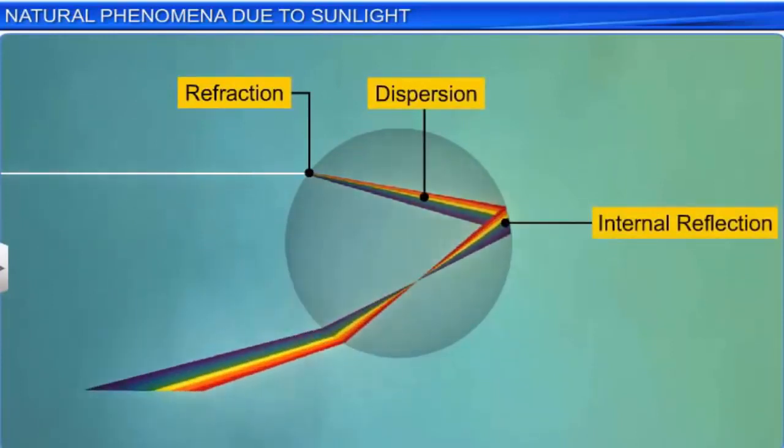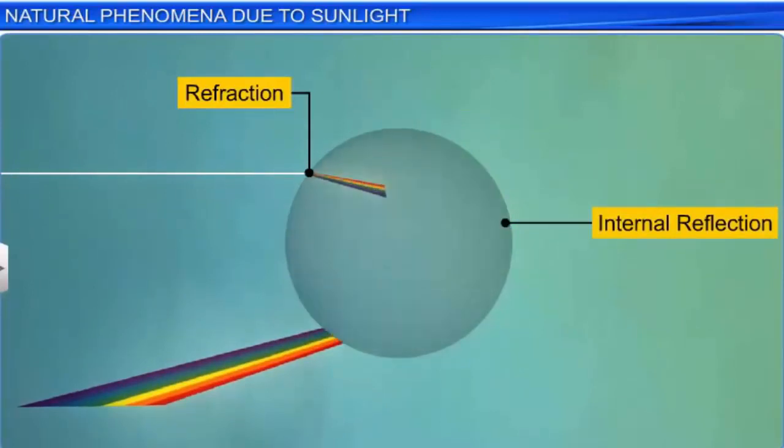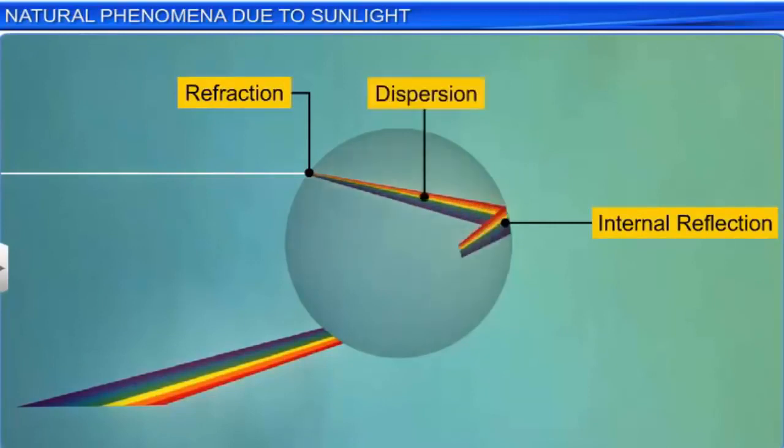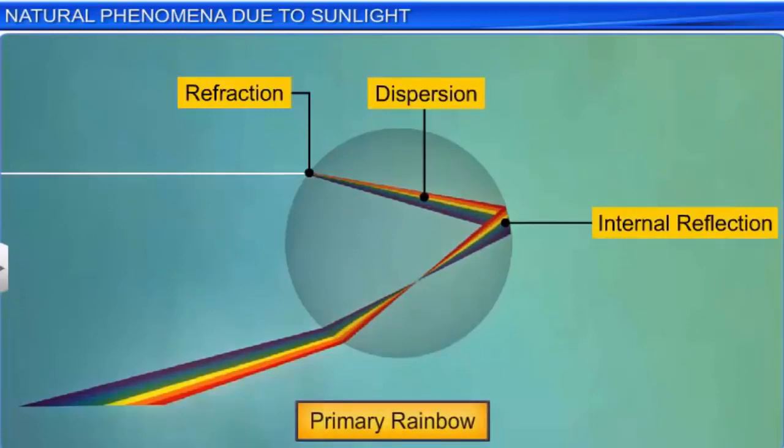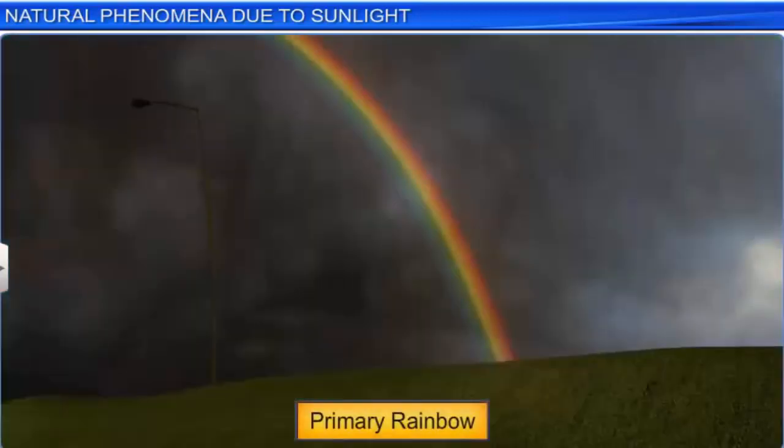If the sunlight undergoes one internal reflection in the raindrops before emerging out, then the rainbow formed is called a primary rainbow. Primary rainbow is bright and narrow with red color at the outer edge and violet at the inner edge. Let us understand the formation of a primary rainbow.